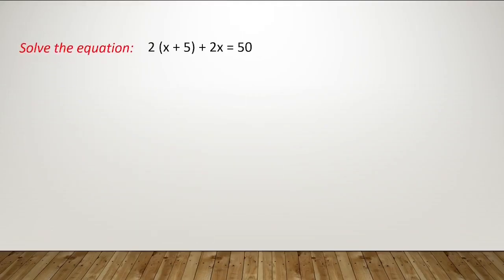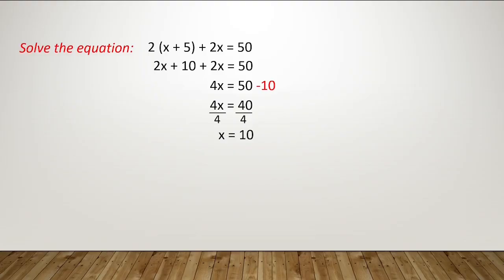Okay, so let's simplify first. Distribute 2 to x plus 5. That will be 2x plus 10 plus 2x is equal to 50. And then combine similar terms and then transpose 10 to the right side, making it negative 10. Then divide both sides by 4. x will be 10.